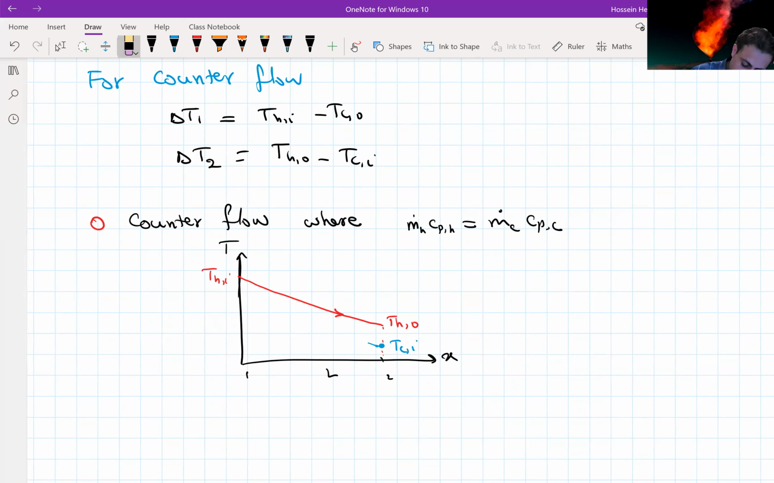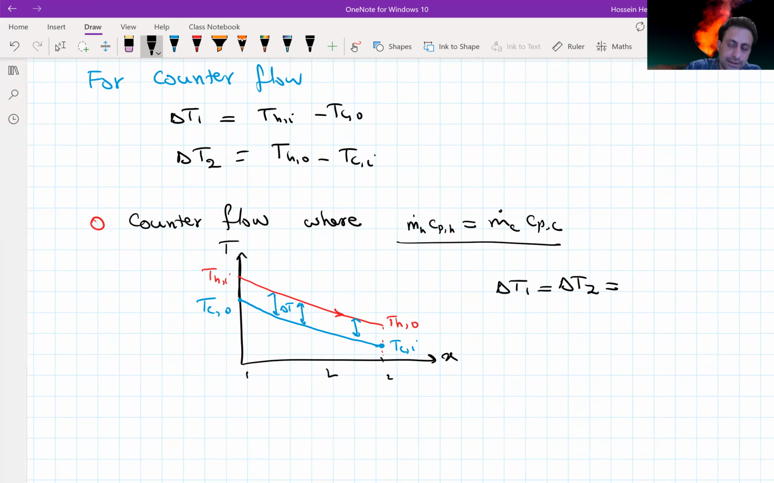So everywhere, this is going to be the delta T. So there is really no change in that. So this is going to be TCO. So for this case, when we have a counterflow and the m dot c for both cases are the same, then what we are going to see here is delta T1 is equal to delta T2. And if you use the definition of delta TLM, it's going to be equal to delta T log mean. So this is for the case of counterflow. Let me just put the arrow here so it shows that one.